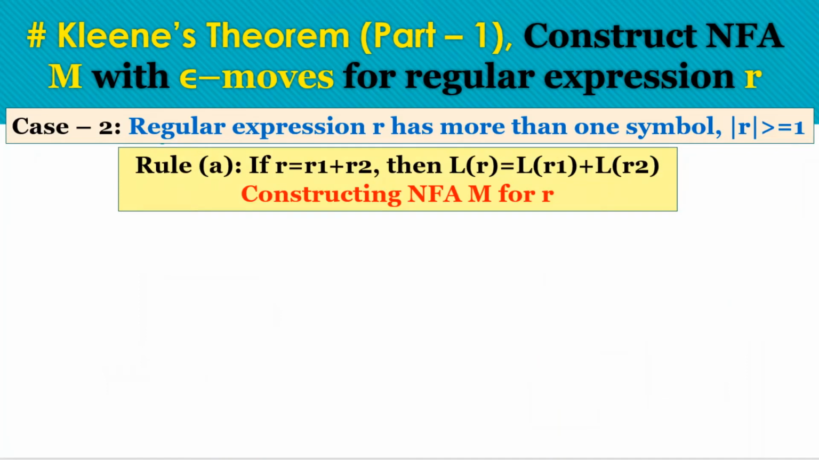Rule number 1 is, if we have an expression like R1 in union, meaning we are dividing the expression into two and the two expressions are related with the plus operator, or we can say using the union, then the language of regular expression R is equal to the language of R1 plus the language of R2. So we have to construct an NFA and prove that the language of R is equal to the language of the machine. So the first step is to construct the NFA.